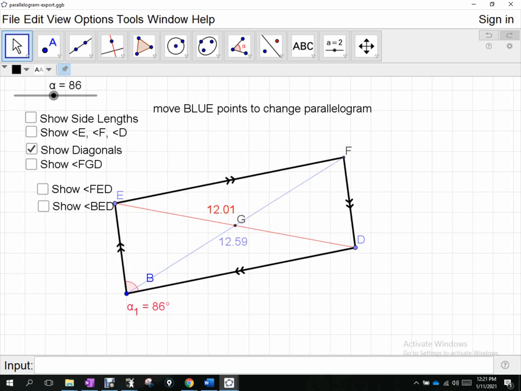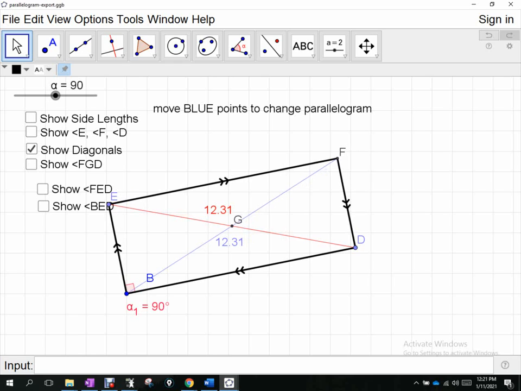And once I get that angle to be 90, now what shape do I have? Now I have a rectangle, right? What do you recognize about the diagonal? Diagonals are the same thing. Okay. And that's because what we will find out is through a little bit of work, we could find that the triangle from E to B to D, that triangle right there, would be congruent to this triangle right here.